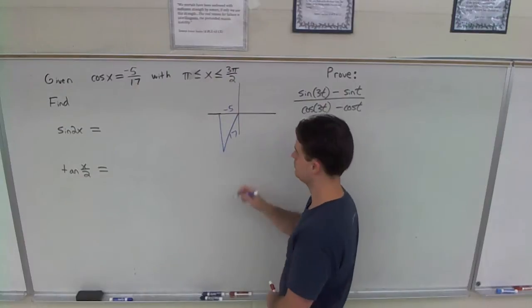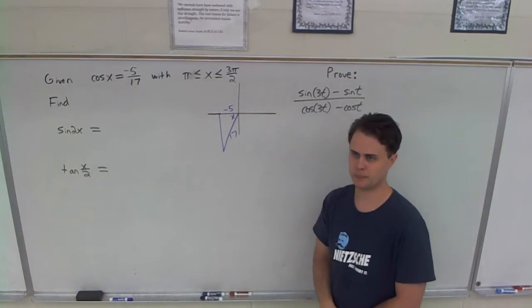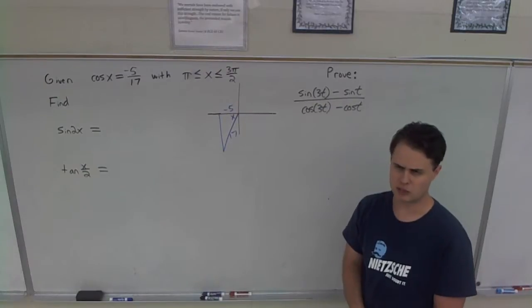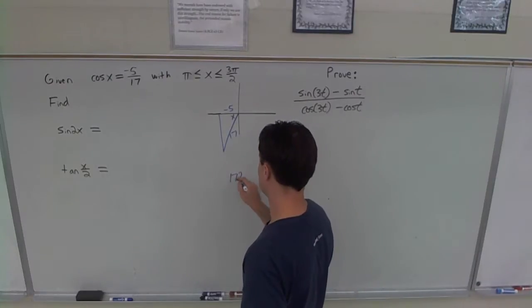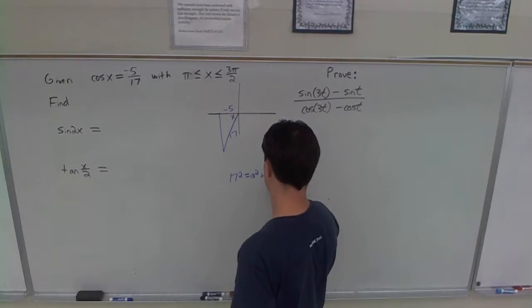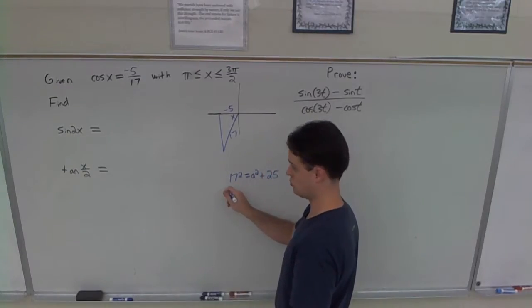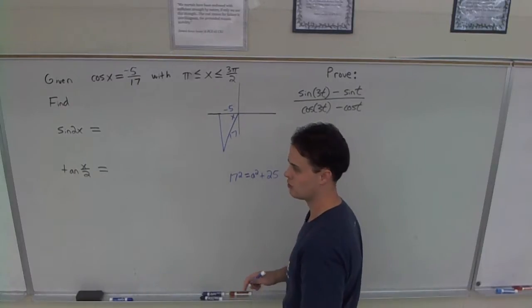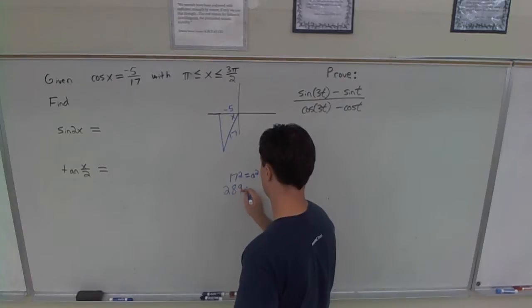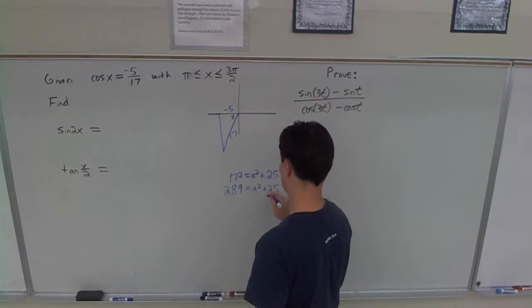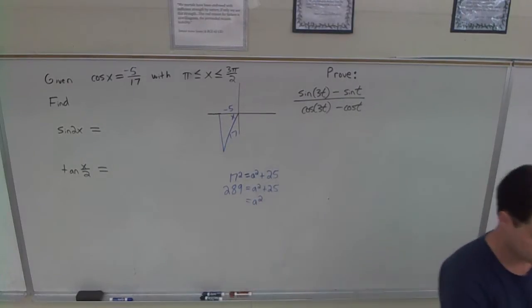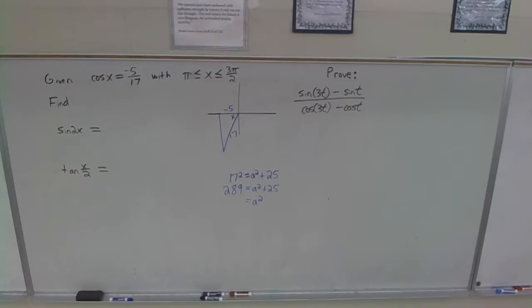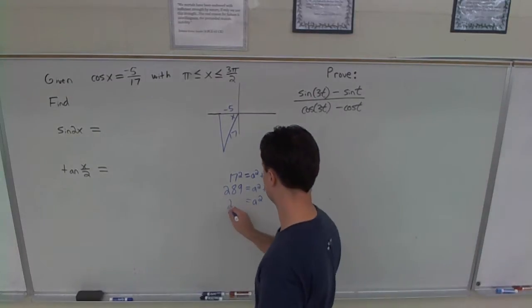Right? Or angle x. So how do I find the missing side of my triangle again? So I go like 17 squared. What is this? I think it's 289. It's 289. Subtract 25 on both sides. What are we going to get? 264. I have a minus.